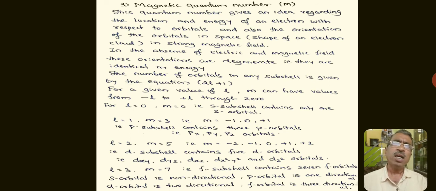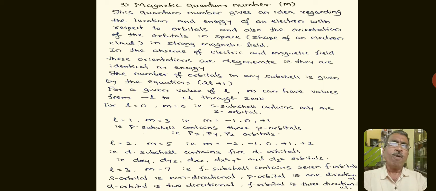Coming to the third one, magnetic quantum number. This quantum number gives an idea regarding the location and energy of an electron with respect to orbitals, and also the orientation of the orbitals in space. That means it gives the shape of an electron cloud in a strong magnetic field. In the absence of electric and magnetic field, these orientations are degenerate, that is, they are identical in energy.